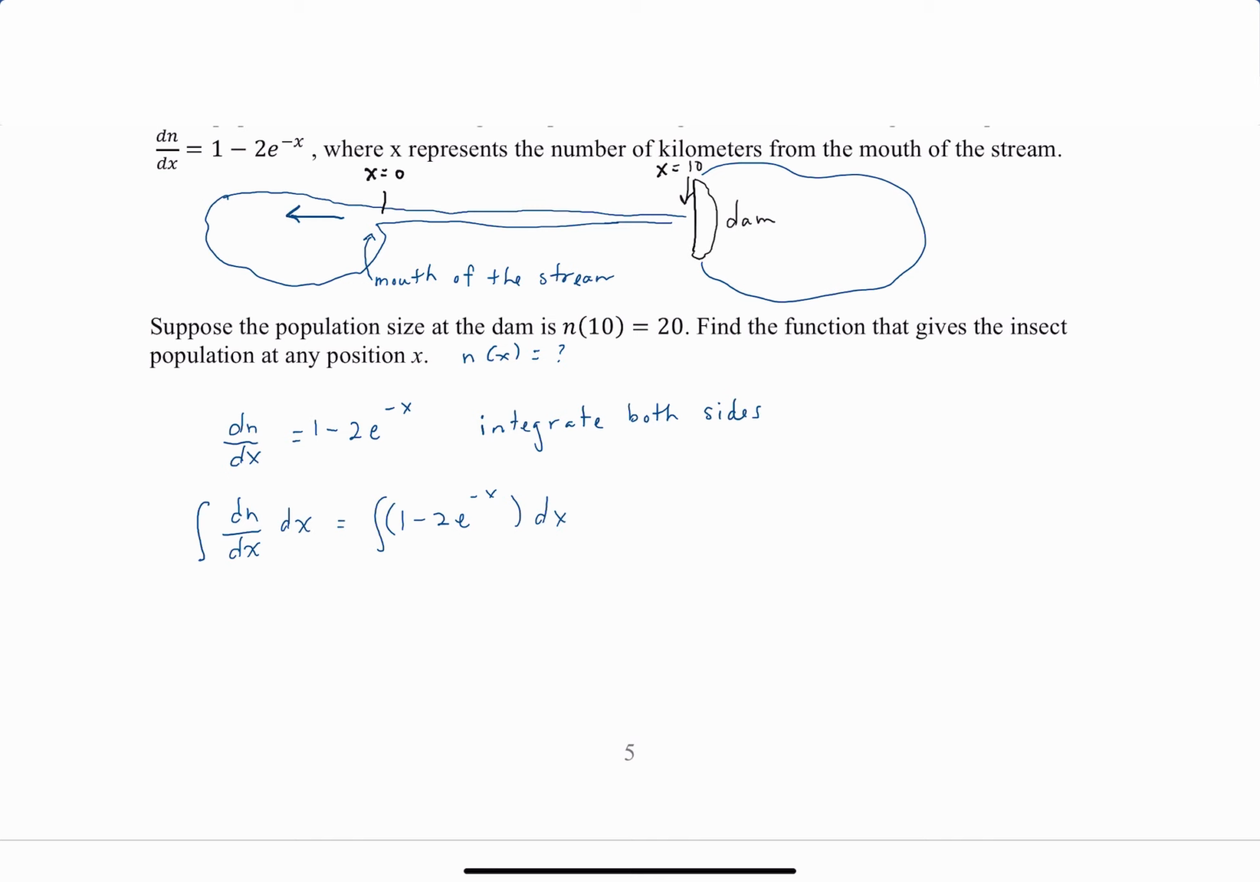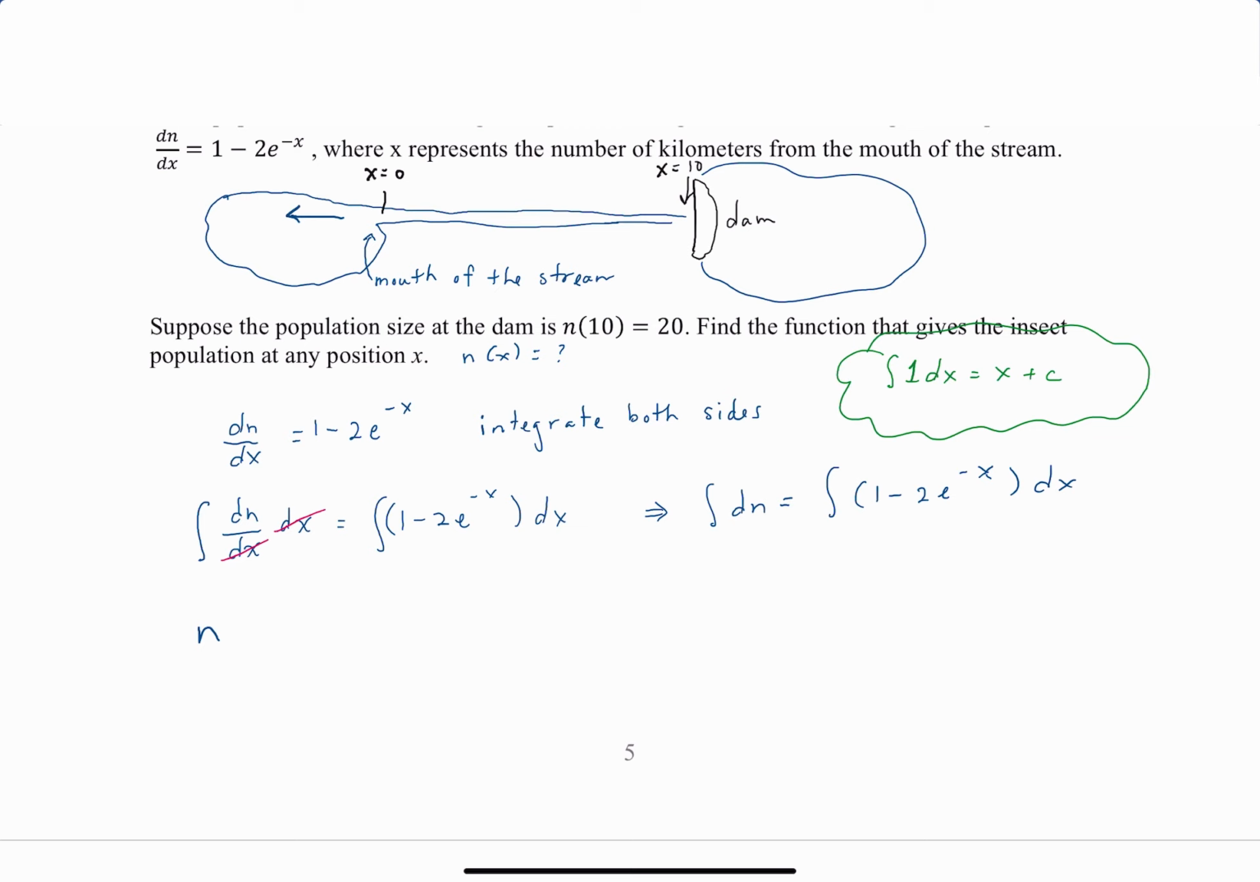Notice that on the left-hand side, you can think of the dx's as canceling, and that gives us just the integral of dn. The integral of dn will be n. Why is that? Well, you actually already know that if you think about it. Remember, we have a formula that says the integral of 1 dx is going to be x. It's the same thing here. Integral of just dn is n.